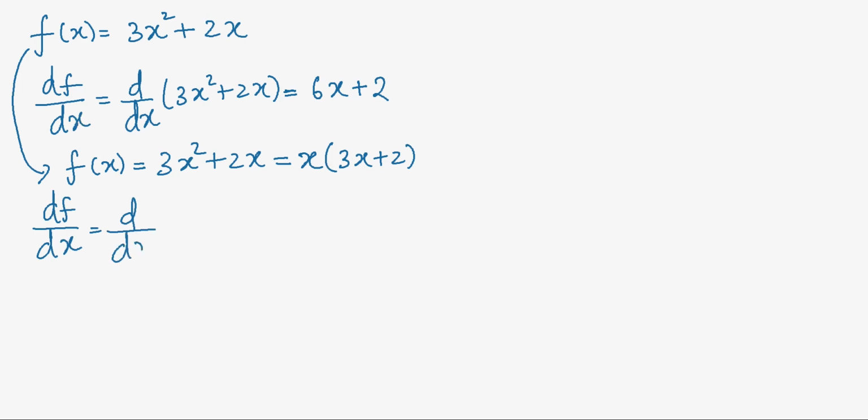So that will be d by dx of x multiplied with 3x plus 2. We are still okay to differentiate this function. Only thing is the two factors, both of them are dependent on the x. From the differentiating variable point of view, both of them are dependent on the x. So now we need to use what we call the product rule.